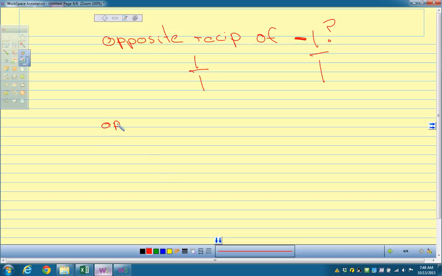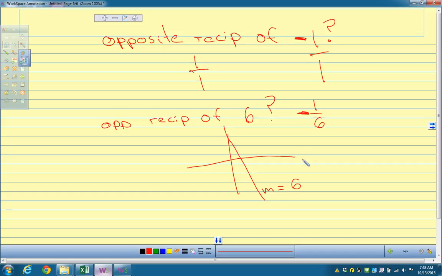What's the opposite reciprocal of 6? -1/6. Okay? So if I have a line that is a really steep slope of 6, a line that's perpendicular to that, kind of makes sense, right? Whoops, that's -6. So if that's -6, then this would have a slope of +1/6, right?